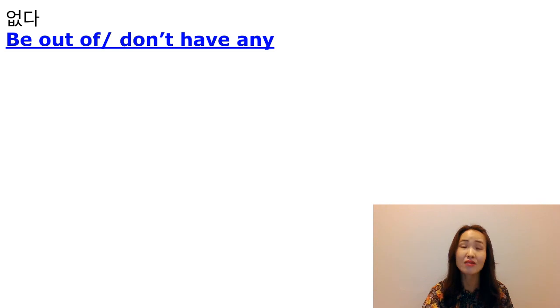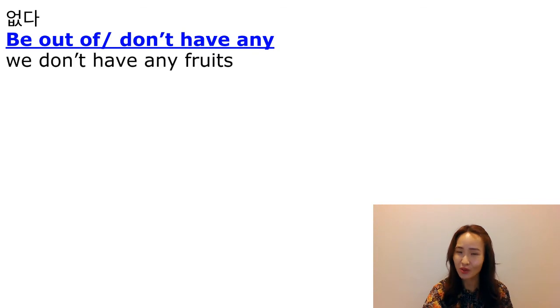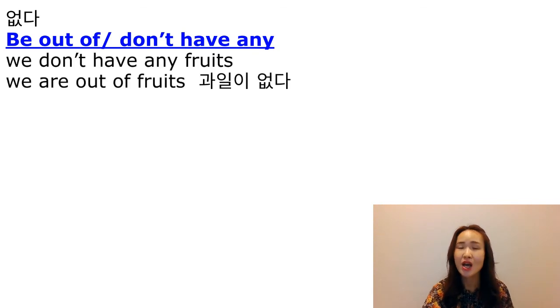So when you talk about 없다 in Korean, how do we say it in English? We usually say I don't have, we don't have, right? Those are the very basic. Also, we say out of. So for example, we are out of toilet paper. We don't have any toilet paper. Or you can say fruit. We don't have any fruits. We are out of fruits. Got it? Okay, let's repeat one more time. We don't have any fruits. We are out of fruit.